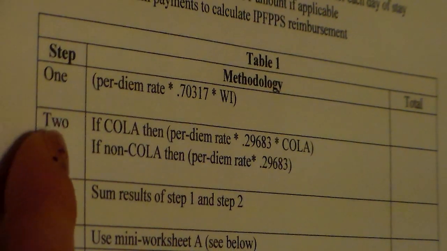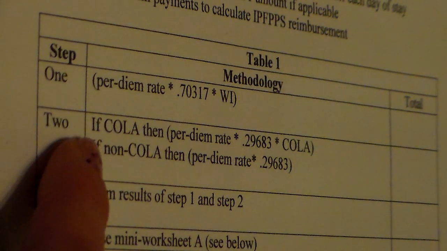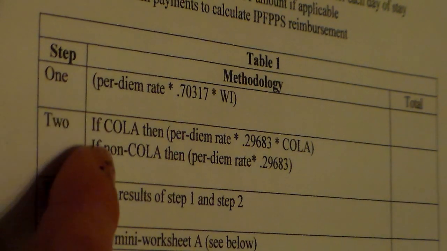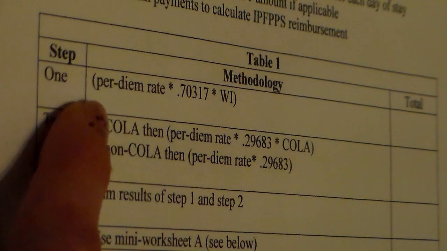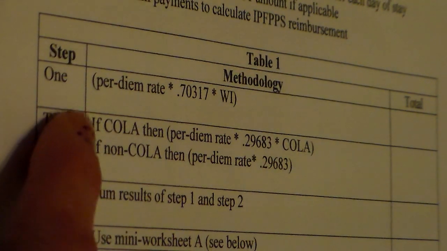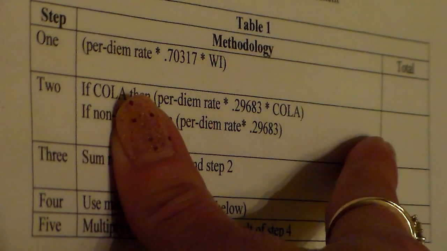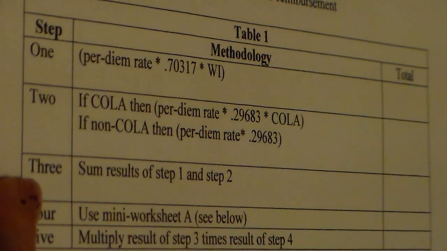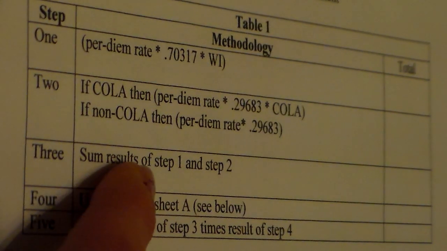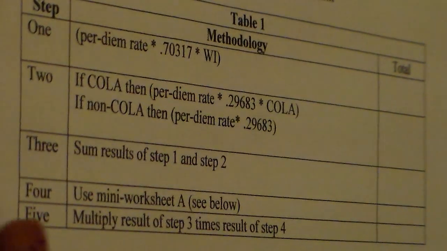In step 2, we're asked to determine whether or not this is a COLA eligible facility. So we need to determine whether or not it is a COLA eligible facility. You can find out the criteria on page 134 of the text. So over here in our total, we'll either have a figure or we'll have not applicable. Okay, in step number 3, we're going to add our results from step 1 and 2. So once you have this information here, you're just going to add it together and complete step number 3.